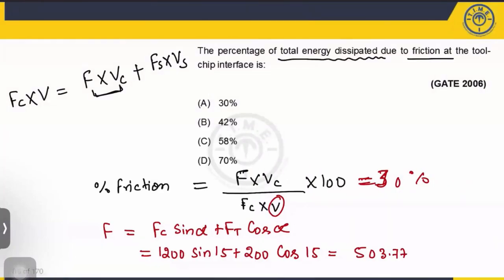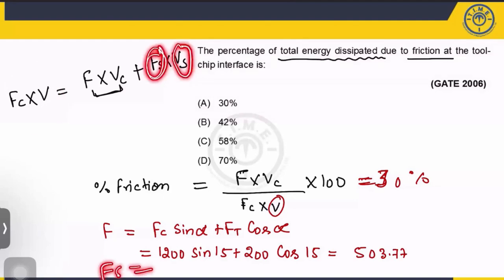In this question, they have asked what is the total energy dissipated due to friction. For example, in the same question, if I want to calculate the total energy dissipated due to the shear force, what will I use? This is the energy dissipating along the shear plane divided by the total energy. So you can easily calculate Fs and Vs from the velocity triangle. How will you calculate Fs?